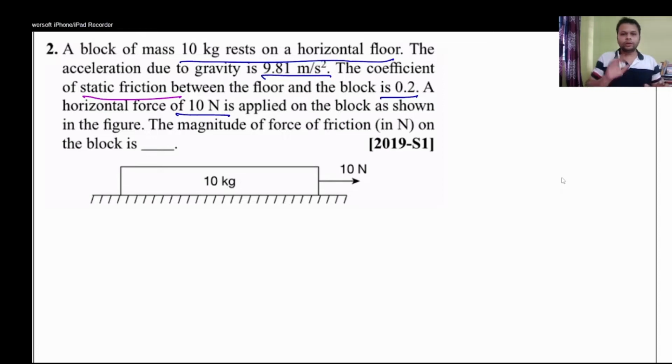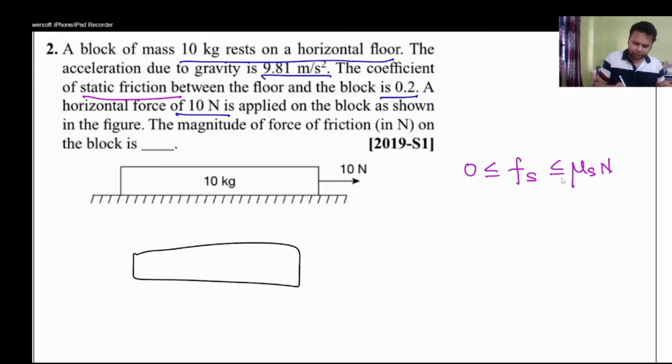Now all of us must understand this point first: static friction is a self-adjusting friction, and the magnitude of static friction varies from a minimum of 0, when there is no external force, to a maximum value of mu s into N, where mu s is the coefficient of static friction and N is the normal reaction. Now let us try to find out the maximum value of static friction in this block.